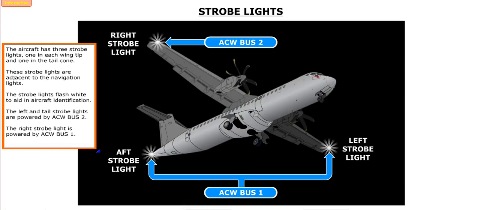The aircraft has 3 strobe lights, one in each wingtip, and one in the tail cone. These strobe lights are adjacent to the navigation lights. The strobe lights flash white to aid in aircraft identification. The left and tail strobe lights are powered by AC Wild Bus 2. The right strobe light is powered by AC Wild Bus 1.